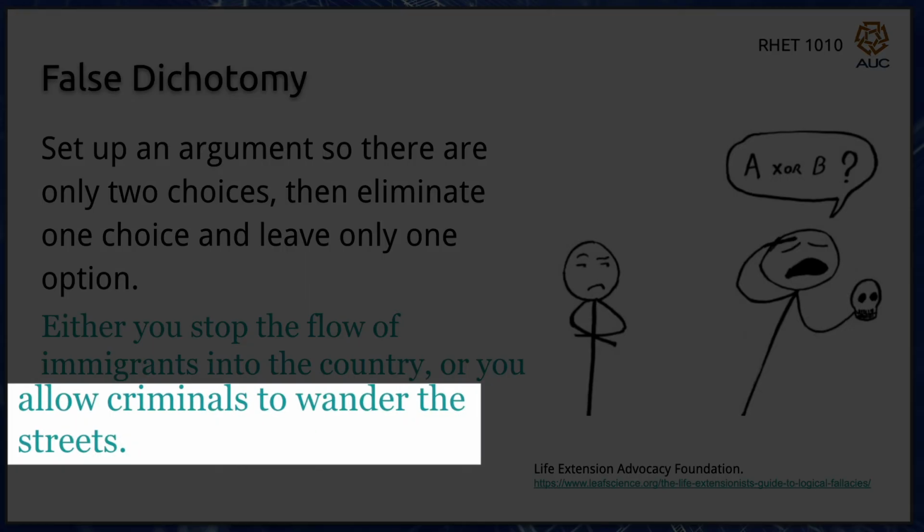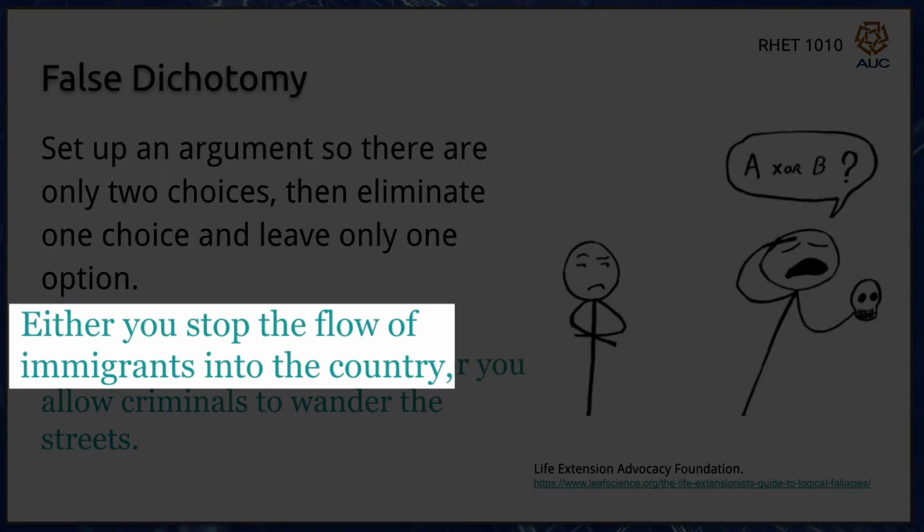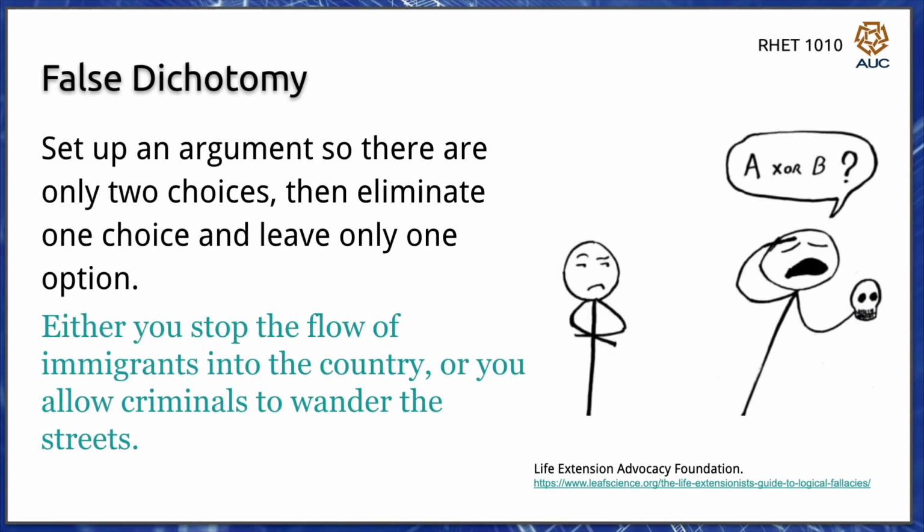Well, we know we don't want criminals wandering the streets. And so therefore it only leaves us with the option of, we better stop the flow of immigrants into the country. This is called a false dichotomy. Oversimplifying things so that we say, if you don't do this, then this will happen. Or you must choose between this and this. And usually the second one is a very bad one, and the first one is what we want our people to do. Persuasive, but not logical.